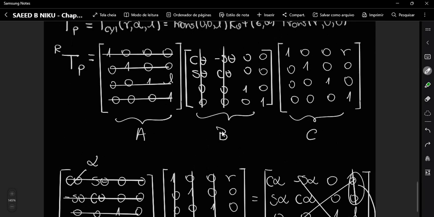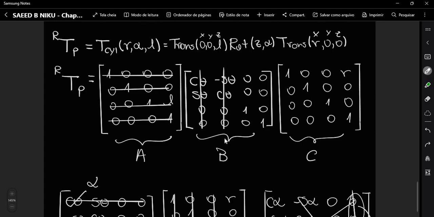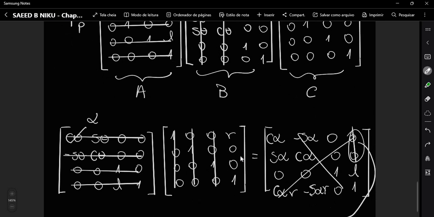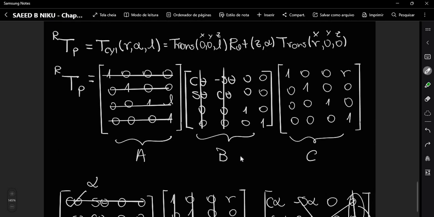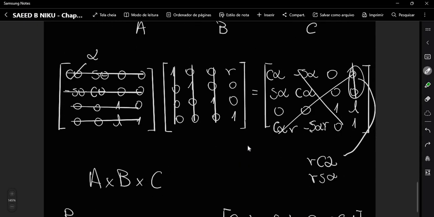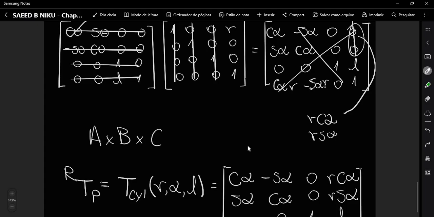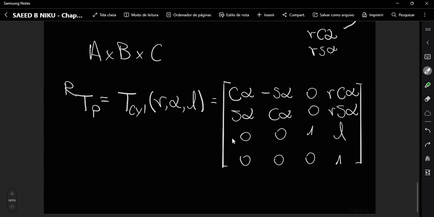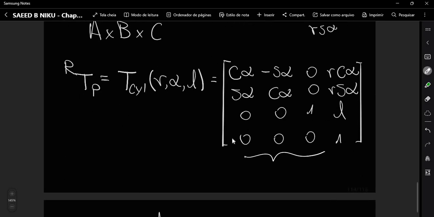So we solve this operation. Each matrix represents the coordinates of each transformation, and after this operation, which is multiplication, we got the final position and orientation, which results in the localization of the end effector, and we got this matrix.